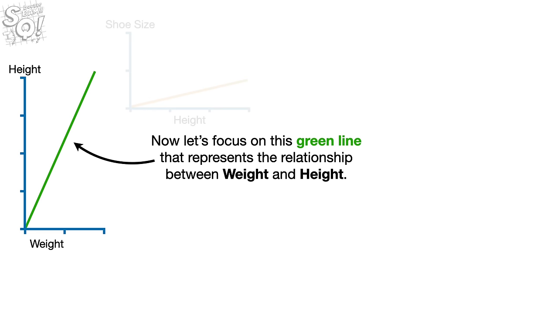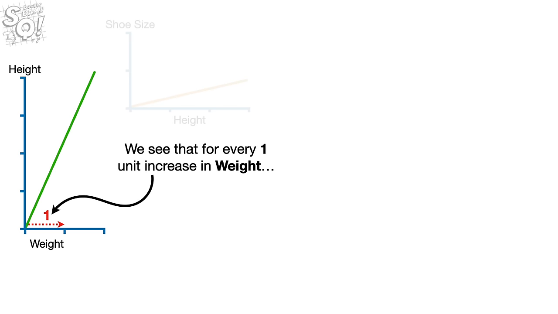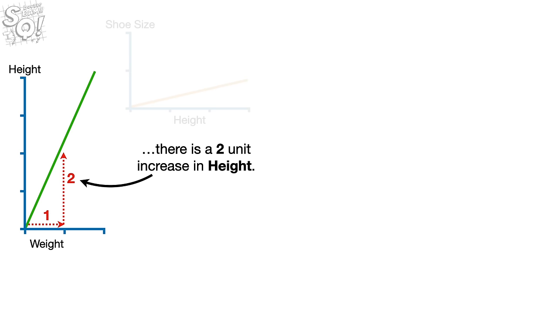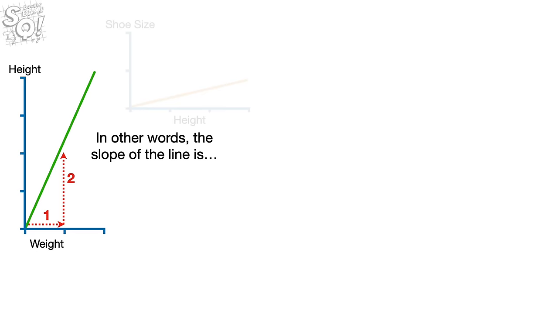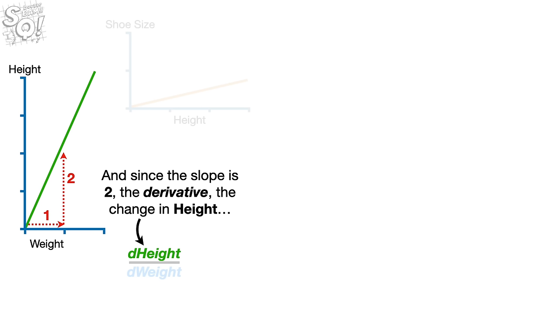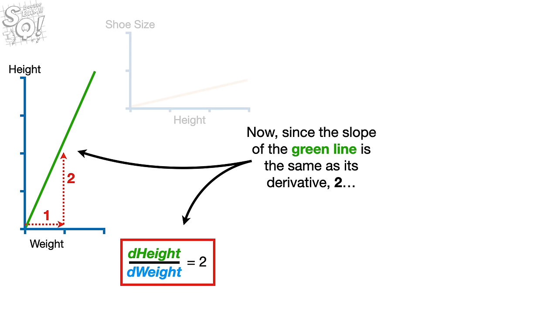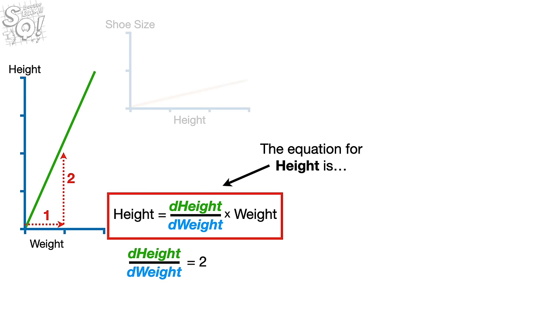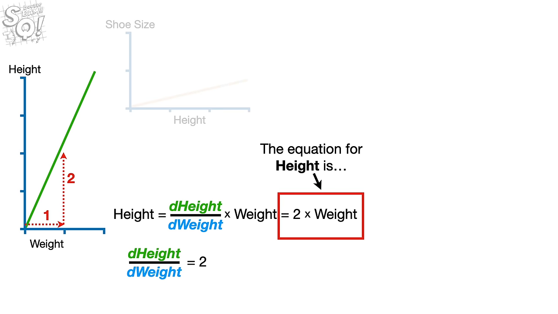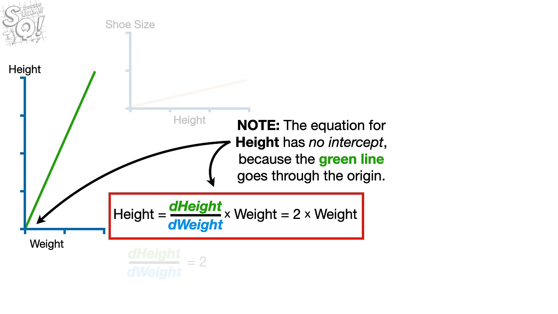Now let's focus on this green line that represents the relationship between weight and height. We see that for every 1 unit increase in weight, there is a 2 unit increase in height. In other words, the slope of the line is 2 divided by 1, which equals 2. And since the slope is 2, the derivative, the change in height with respect to a change in weight, is 2. Now, since the slope of the green line is the same as its derivative, 2, the equation for height is height equals the derivative of height with respect to weight times weight, which equals 2 times weight. Note, the equation for height has no intercept because the green line goes through the origin.